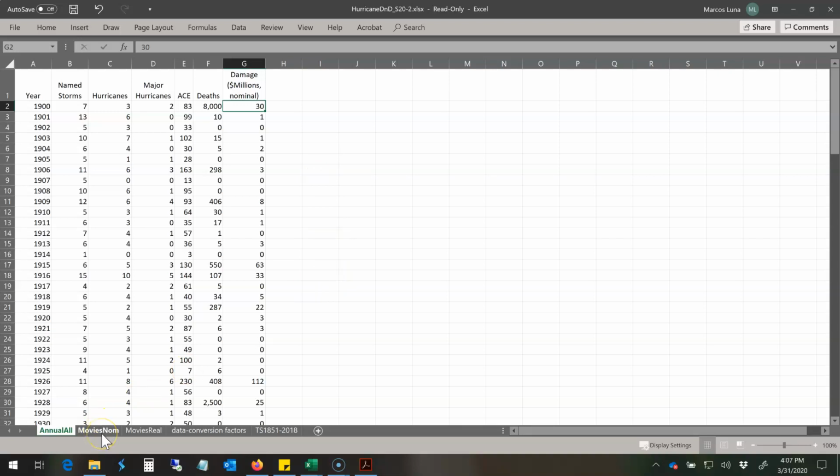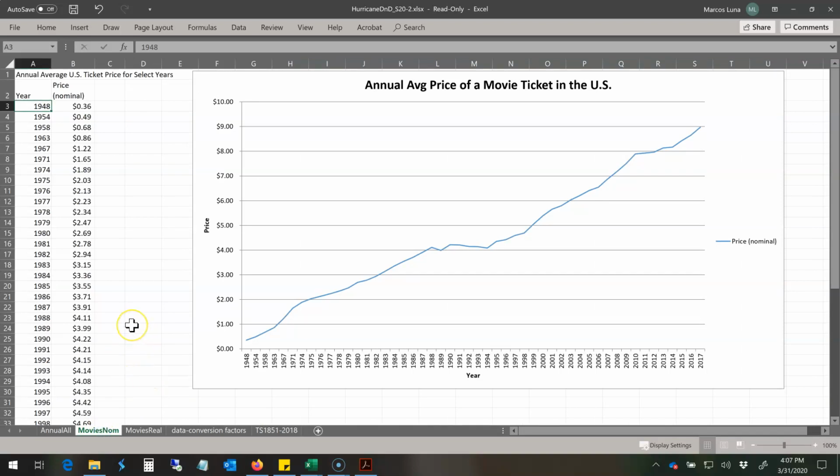If you look at the Movies Nom tab in your workbook, you'll see the average price of a movie ticket in the US across time. It runs from 1948 up to 2017. You can look at the graph and the table, and you can see that in 1948, the average price of a movie ticket in the US was 36 cents, which sounds really, really cheap.